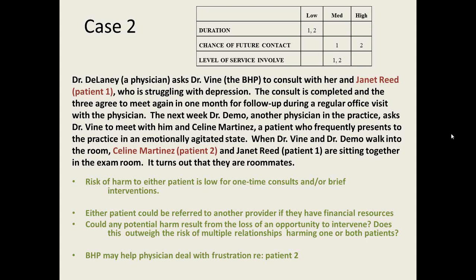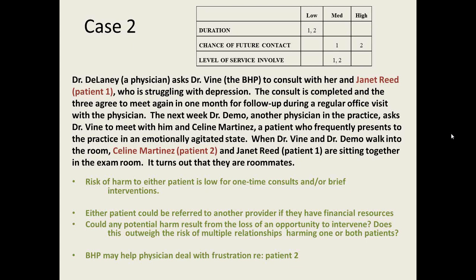Number 2, we're going to assess chance of future contact as our second level of assessment. With the chance of future contact, we had patient number 2 as being high because this is someone who, again, shows up at the clinic frequently and is emotionally agitated. It sounds like there may be some chronic issues that lead to this person showing up at the clinic frequently. For patient number 1, when we wrote the matrix, we put a number 1 for medium, but we know that we're going to be meeting with the person at least once more. So really, that's probably medium to high. So the likelihood of seeing both patients is probably in the medium to high range.